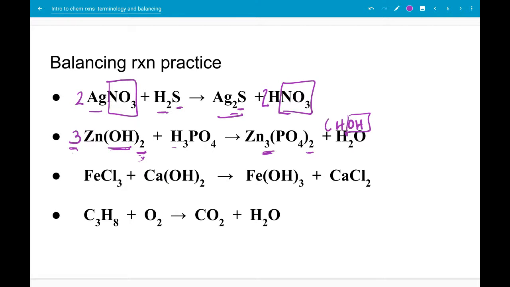So I go over here to the water. I'm going to put a 6 in front. Now that gives me 6 H's. But over on the left, I only have 3. So I'm going to put a 2 here. So 2 times 3 is 6.